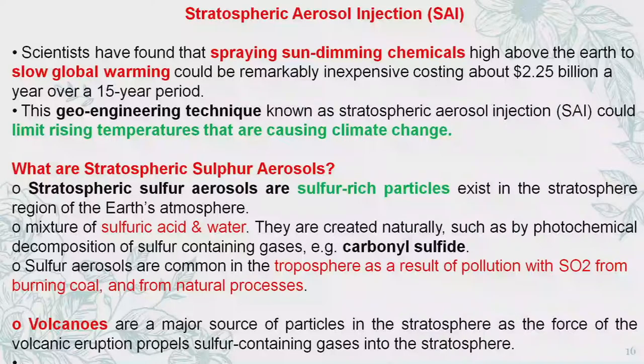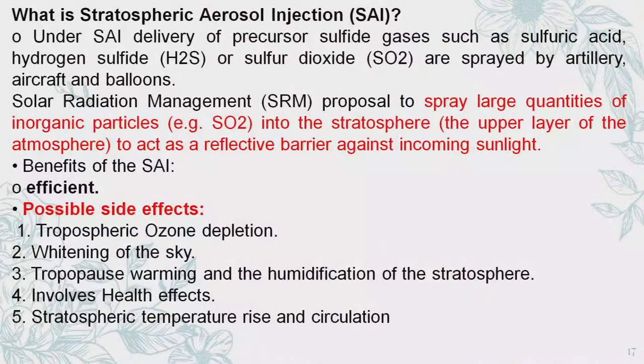It's a geoengineering technique to limit global warming, thereby indirectly regulating climate change. What we are going to spray is a mixture of sulfuric acid in water, created naturally from photochemical decomposition of source gases like carbonyl sulfide. Naturally, you get the compound, or you can create it by mixing sulfuric acid in water. Once you spray the compound in the atmosphere, this indirectly reduces the global temperature. That's the only benefit you have.